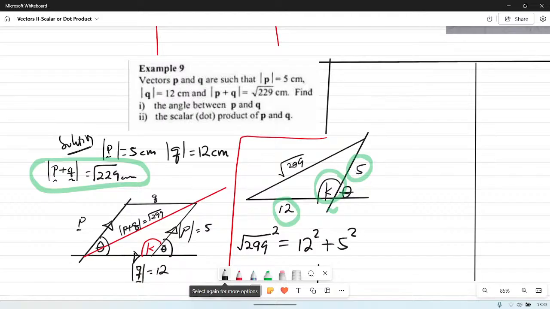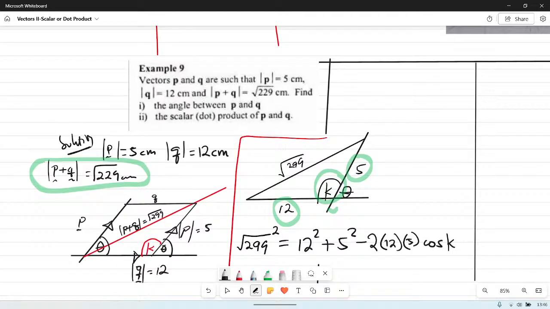But when we are using cosine rule, we use Pythagoras theorem only for a right angle triangle, where there is one angle of 90 degrees. But in this case, we are going to subtract 2 times the product of the other two sides, times cos theta. This one we are not using theta, we are using k, right? Because k is the angle between 12 and 5.